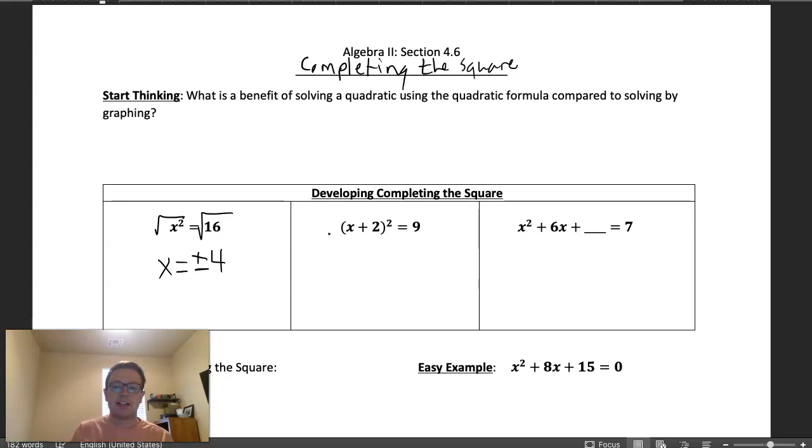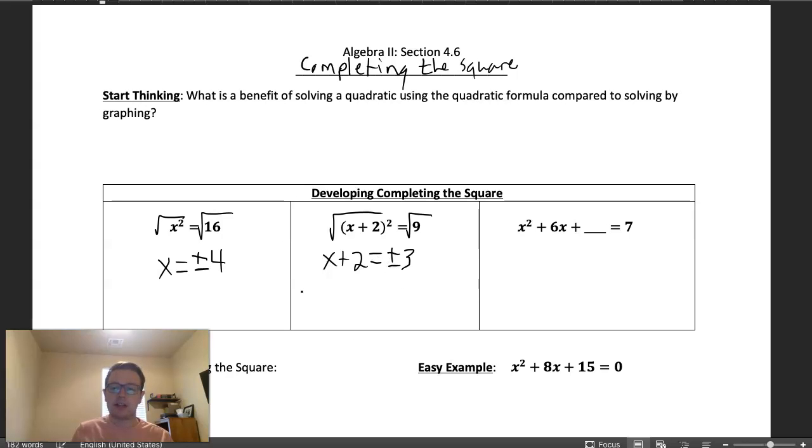We can expand this a step and say, okay, now we have some sort of binomial here that is squared that we don't know the answer for what x is. We still have a square here, so we can take the square root of both sides. And taking the square root will cancel out the square, so we'll be left with x plus 2 is equal to plus or minus 3.